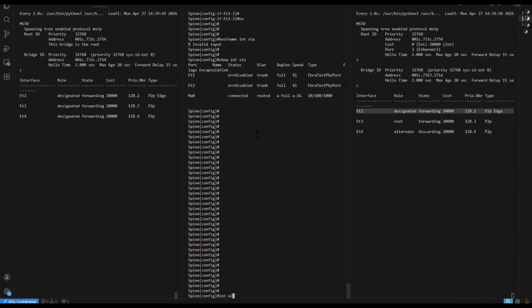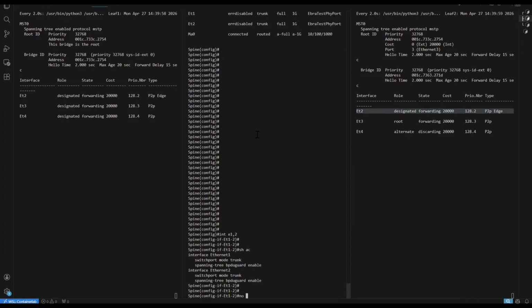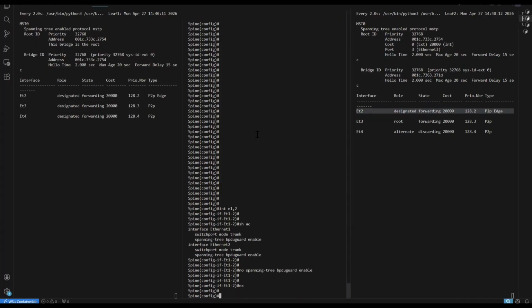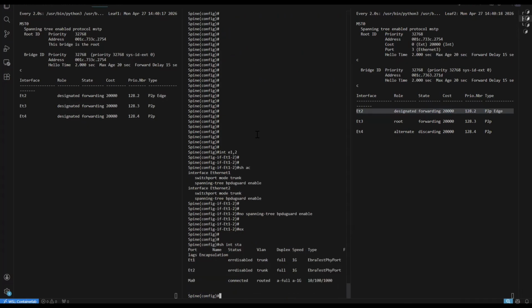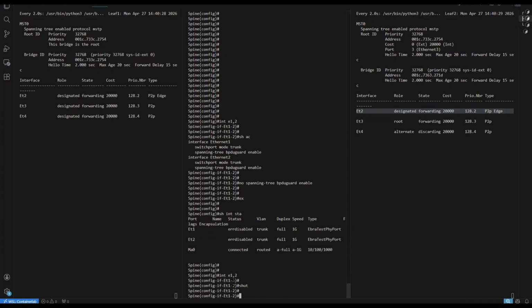So interface Ethernet 1 and 2, I will say show active, no spanning tree BPDU guard enable. So now I removed spanning tree BPDU guard from the interfaces. Now what I'm going to do is, still the interfaces are not up. It's still in error disabled state. Then I will have to now go to Ethernet 1 and Ethernet 2. I'll have to shut and no shut.